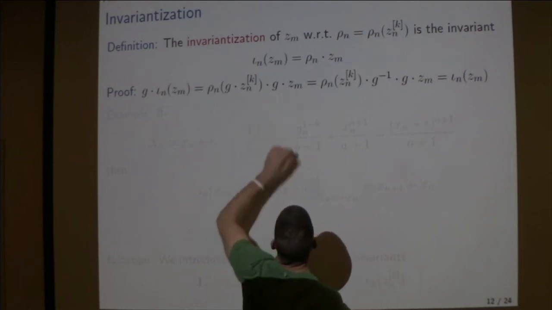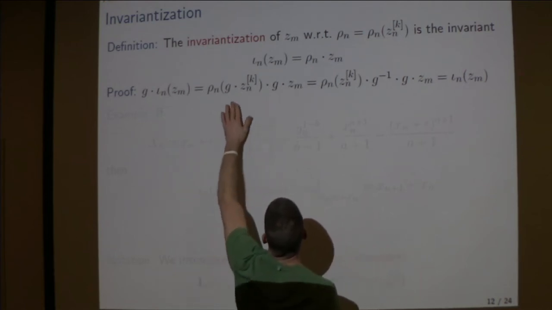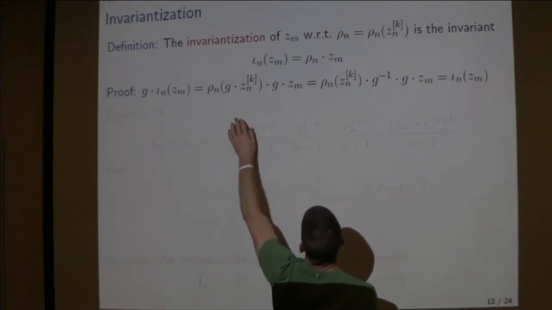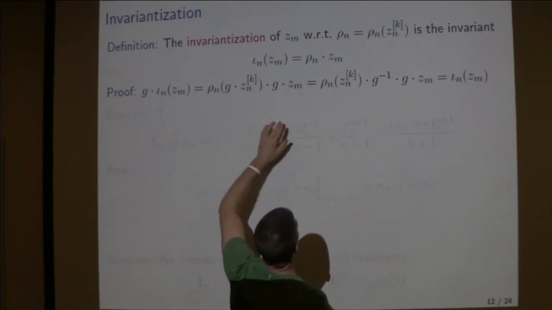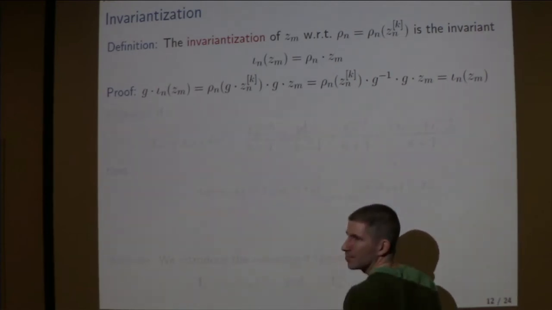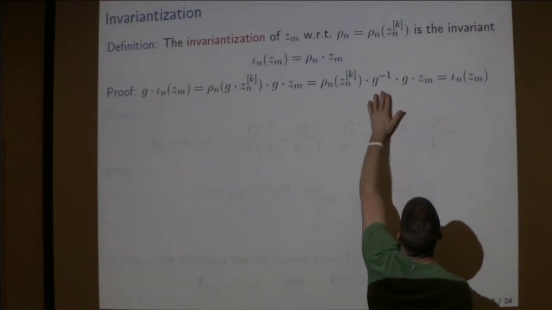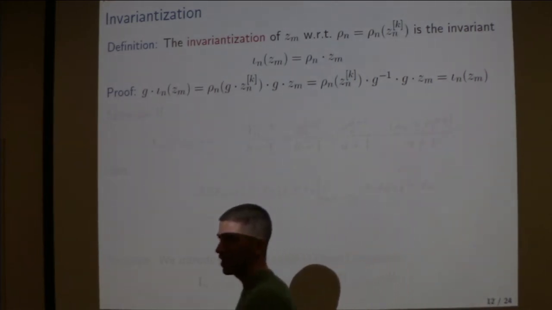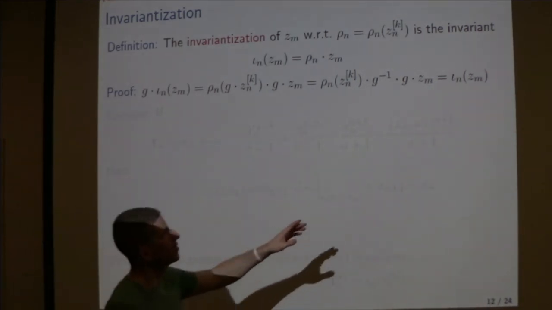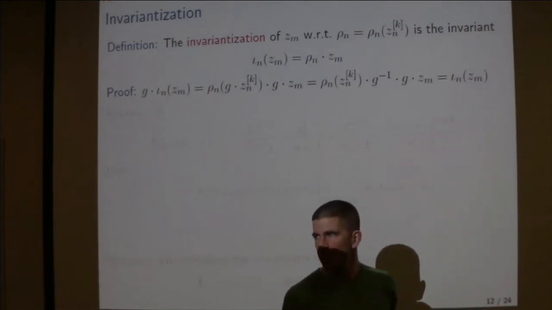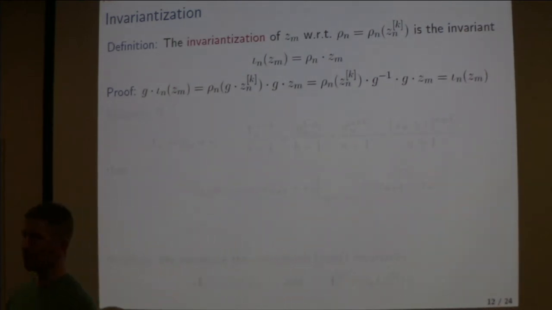We have this expression, and then we use the G equivariance of our moving frame to pull out the g which is inside the parentheses. Then here g and g inverse cancel each other, and that shows that this quantity, the invariantization of Zn, is an invariant. So once we have a moving frame, we can construct invariants in a very systematic fashion by invariantizing.